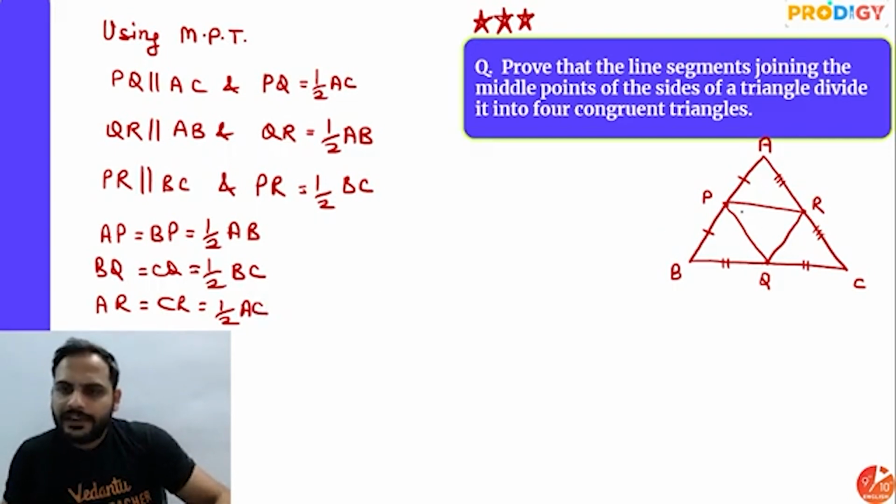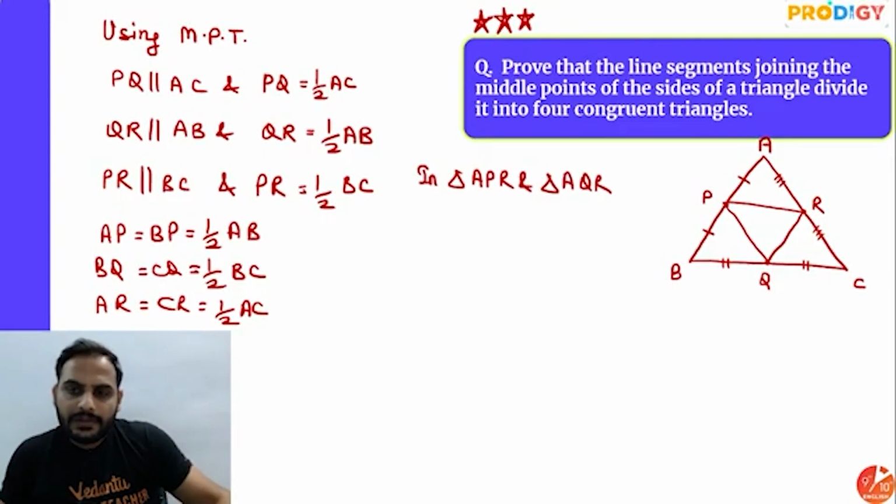So let us start with any two triangles. Any two triangles we can start with. Let's say triangle APR and triangle PQR. So I can say in triangle APR and triangle AQR, or the easier way of doing it would be what? Listen carefully.